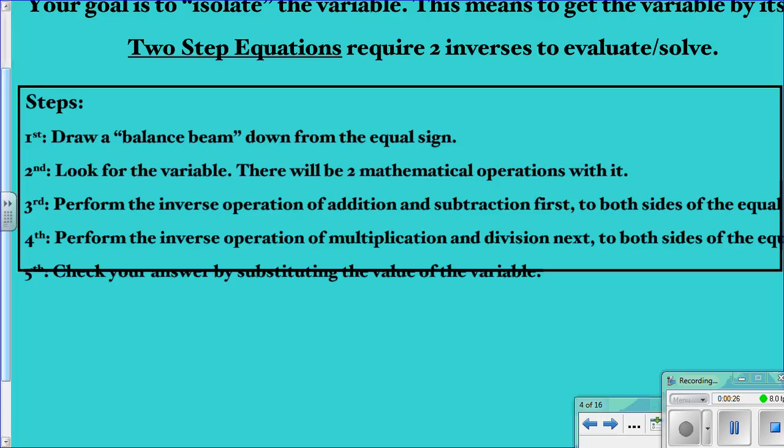Draw a balance beam down from the equal sign, look for the variable. This time there's going to be two mathematical operations with it. We will always do our adding and subtracting first, and then we will do our multiplication and division second. And then you should always check your answers.